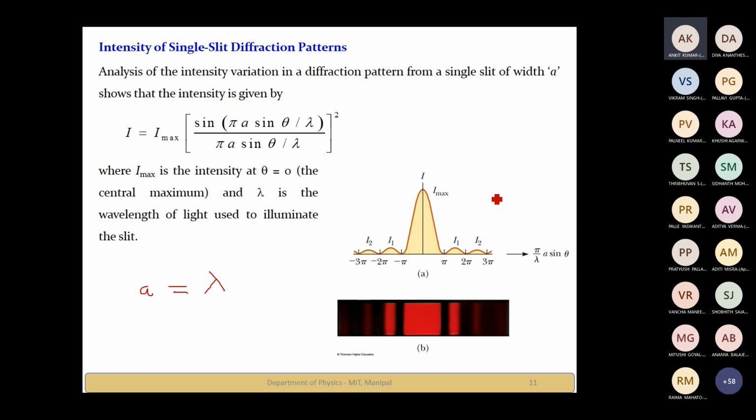Sir, will all maxima have equal intensities? All maxima, so no bright fringes or central maxima will be formed. Somebody is mentioning.